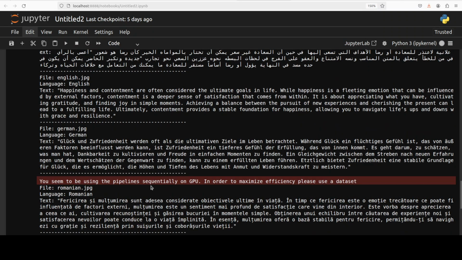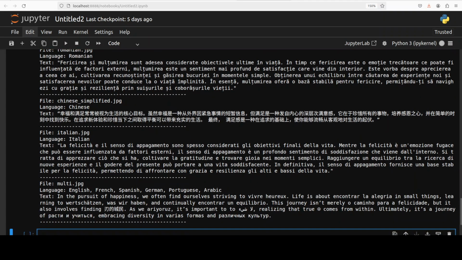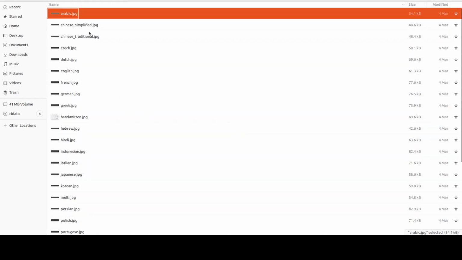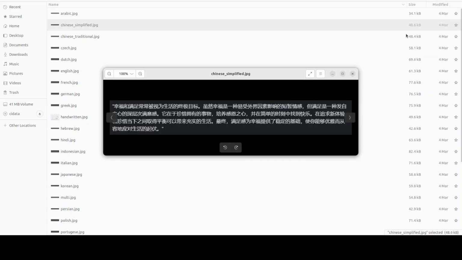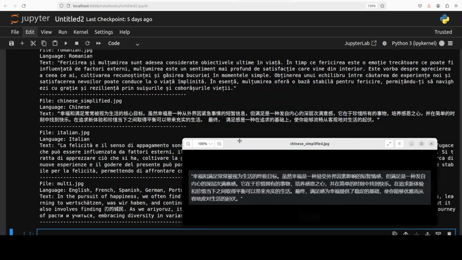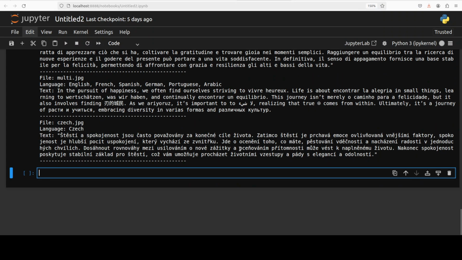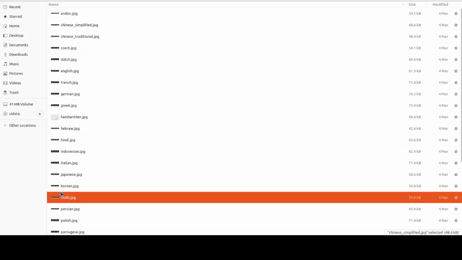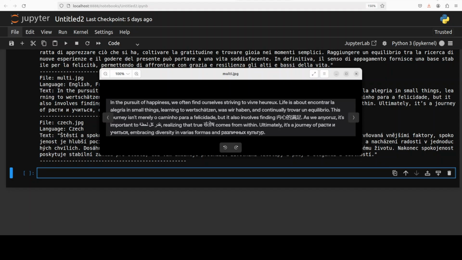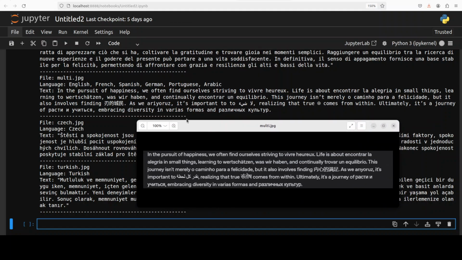Okay, let's go down and then let's check the Chinese simplified one. There you go. So this is Chinese simplified. Looks okay to me. And then I'll just scroll down. This is a multi-language one. Multi means that it includes multiple languages in one sentence. Maybe in the next code, I will also print the images alongside. It is going to take a long time, but I'll do it anyway.